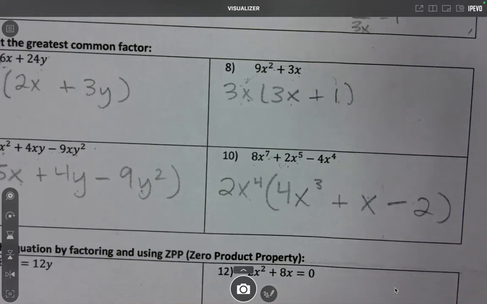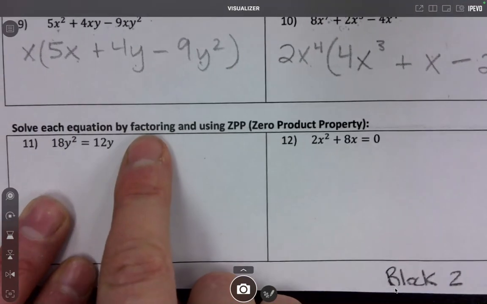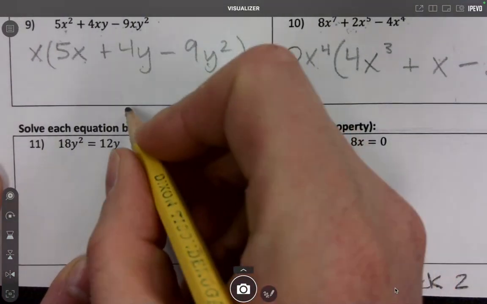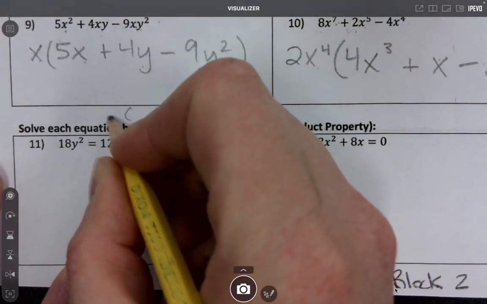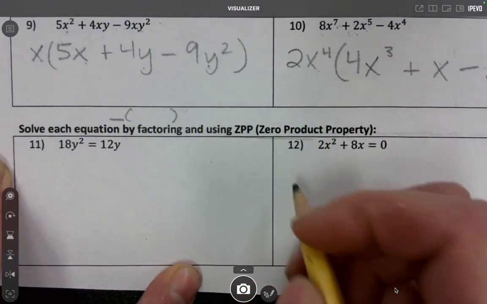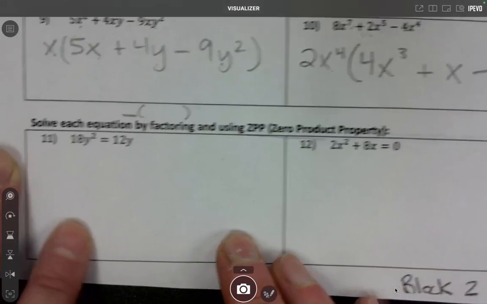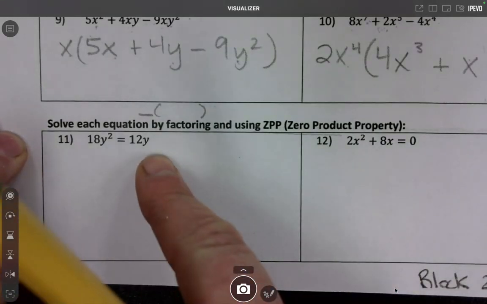All right, for our last two, we're going to put it all together. So we're going to be solving by factoring. So factoring means we want to write it as a product. We're going to have something in front times some parentheses, and using zero product property, where we make them both equal to 0 and we solve. So now we're putting it all together. And this first one's really tricky because it's not even equal to 0.